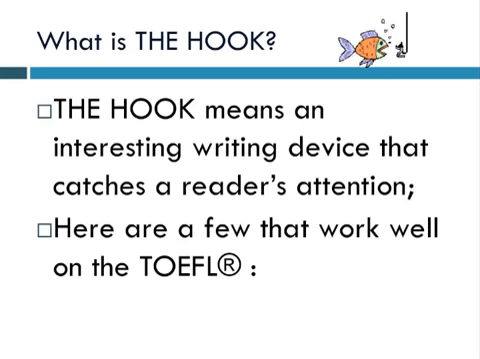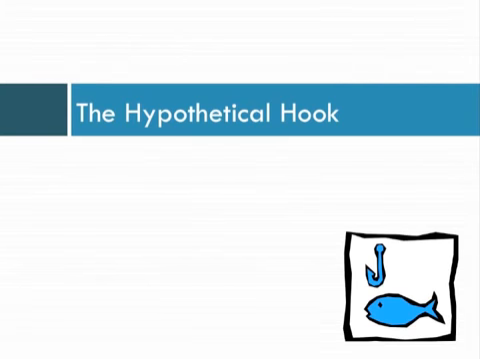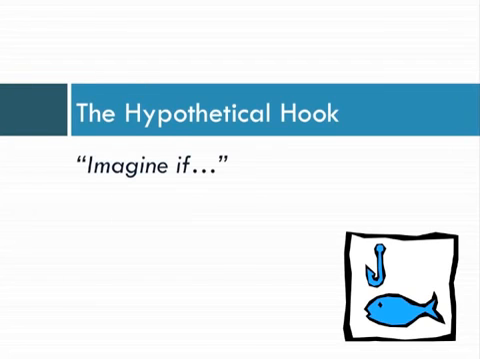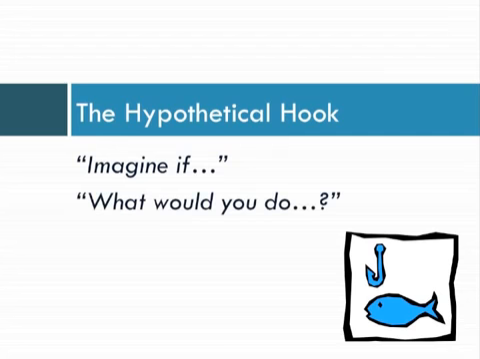Now, there are many different kinds of hooks, but obviously we don't have a lot of time on the test to think about the different hooks we want to use. So here are a few I think that work well on the TOEFL. One type of hook we call the hypothetical hook. The hypothetical hook basically is asking the reader to imagine something, or to think about what would you do if you were in this case. This one's kind of difficult at first to develop, but it really is interesting. I like this one because it does interest the reader, partly because we always want to see what your response would be. What would you do if you're in this situation?